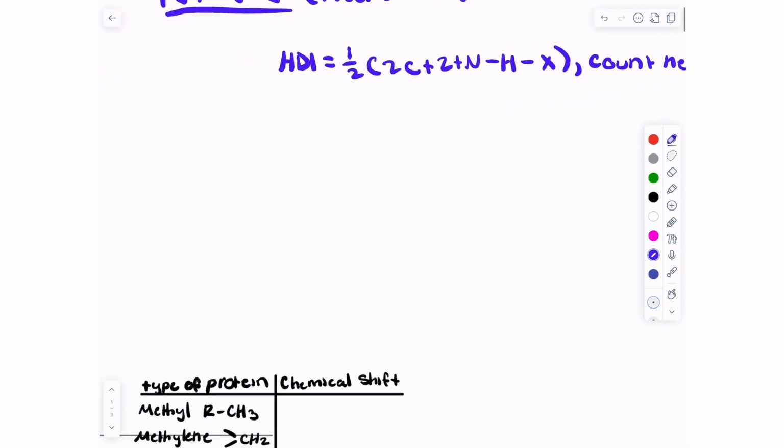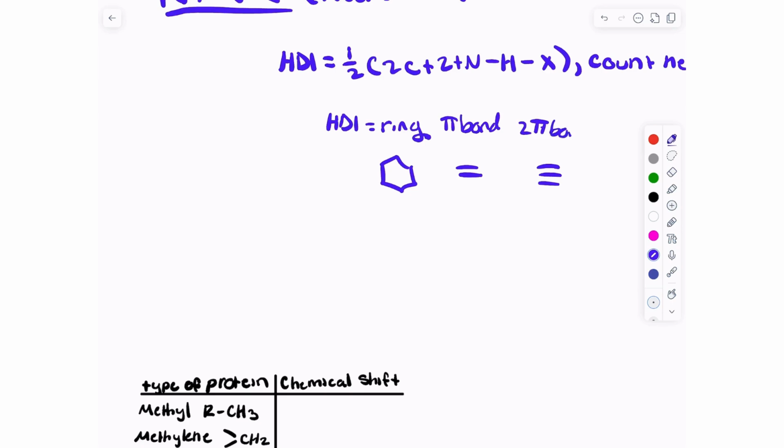So another thing I want to go over is for HDI. When we calculate it, if you have one HDI, that would either mean you have a ring or you have a pi bond. So it could be like this, could be like this. And technically there can be triple bonds, but I've never seen a triple bond. But if you had a triple bond, that would mean you have 2 pi bonds. So technically that would take up 2 HDI.